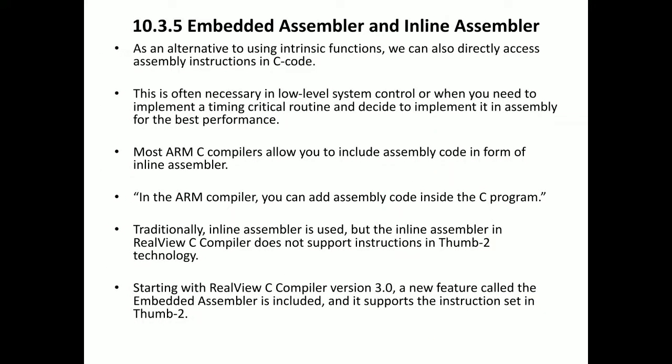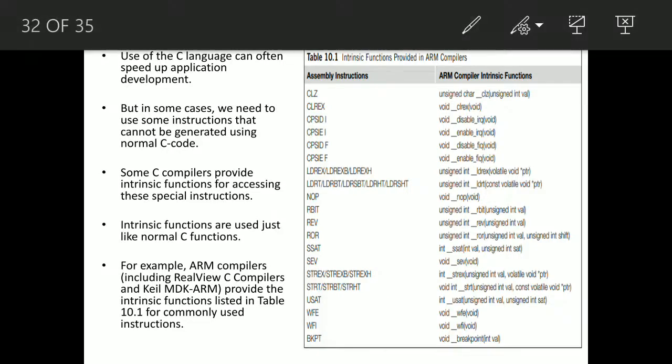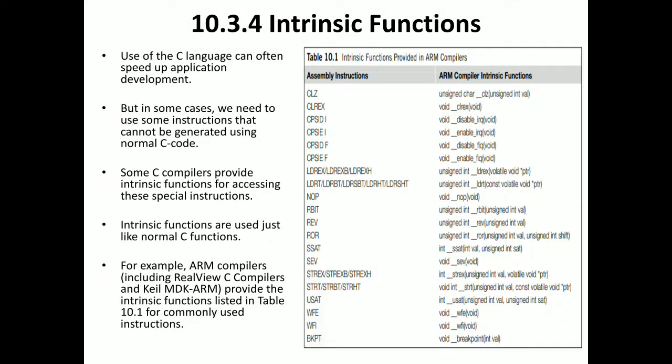Then, about embedded assembler and inline assembler: this is an alternative for the intrinsic functions. We use intrinsic functions within the C program, like unsigned char, void CLREX, void disable, void enable, void rev, void ror, void rbit, and the logical operations. These operations are specific to the ARM Cortex-M3, and in plain C we cannot find them, so we use these instructions while constructing embedded applications with the ARM tool.